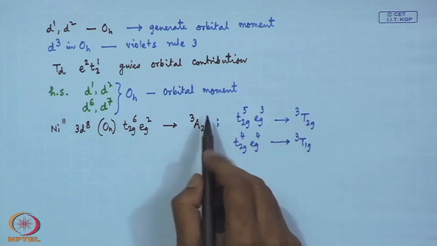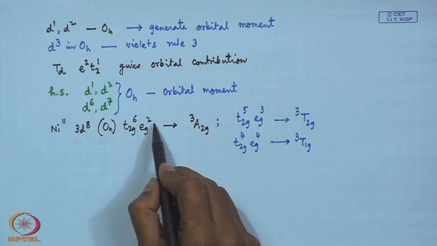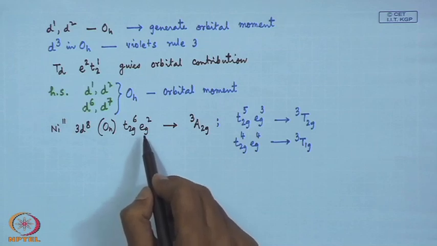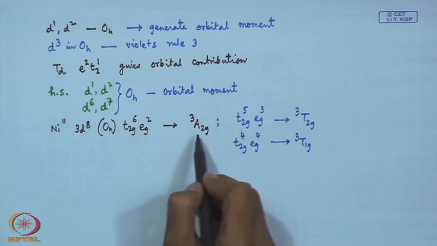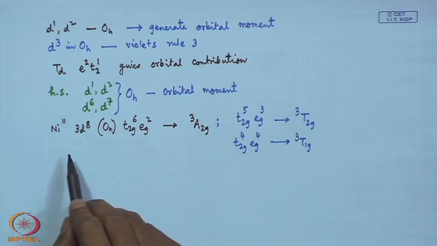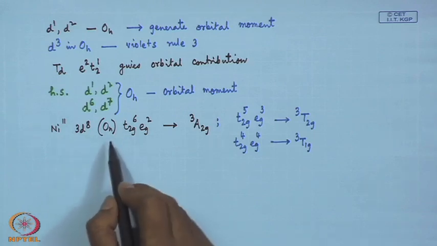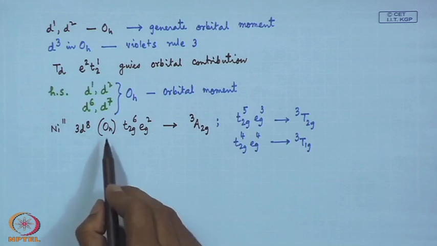Since the ground level is an A term, that means the electrons are filled in the EG level, and the EG level is the non-magnetic doublet level. So, we do not have any orbital contribution from the ground state electron configuration, but from the table we have seen that in the case of nickel 2 plus, the magnetic moment is in excess of the spin only value, which is 2.84.